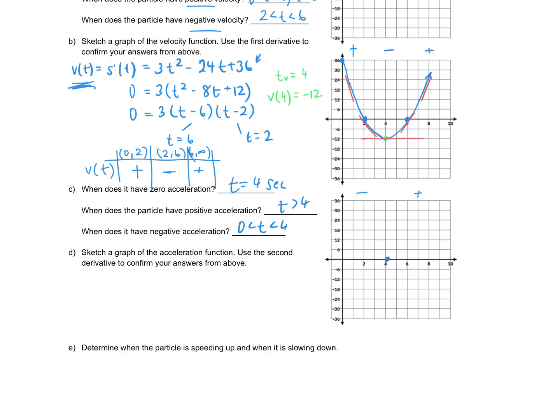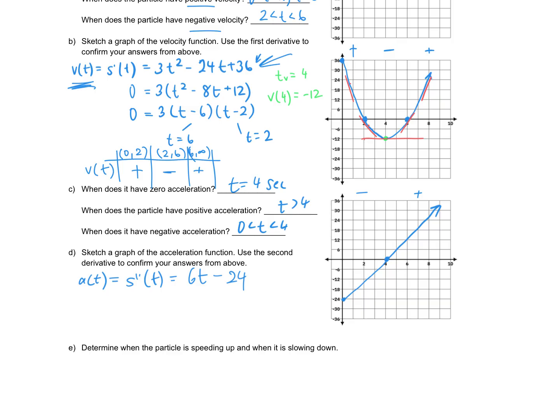But let's find that acceleration equation, or the second derivative of displacement, or first derivative of velocity. And I'm going to go to the non-factored form right here. And it's going to be 6t minus 24. It's a line. The y-intercept is negative 24. So I'm just going to draw a line like that connecting to the point I already knew.